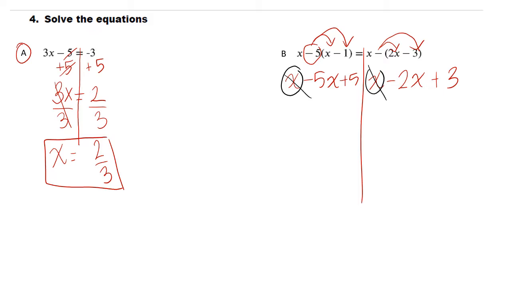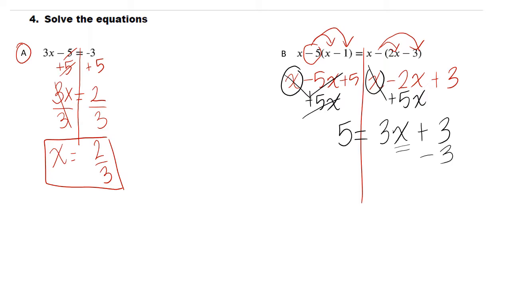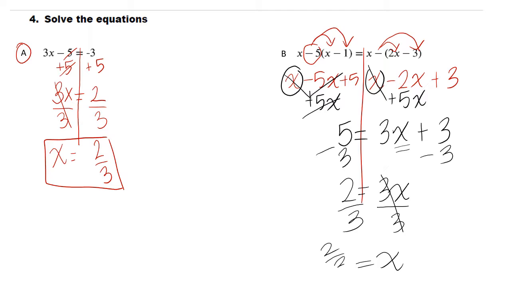Then I want to get my variable terms together, so I'm actually going to add 5x to both sides of the equation. So this side cancels out. I'm left with 5 here. And negative 2x plus 5x is going to give me 3x plus 3. My next step is I'm still trying to isolate the variable, so I'm going to subtract 3 on both sides. So I get 2 equals 3x. Very similar to the other problem, which is interesting. I want to divide both sides by 3, and my final answer is x equals 2/3.